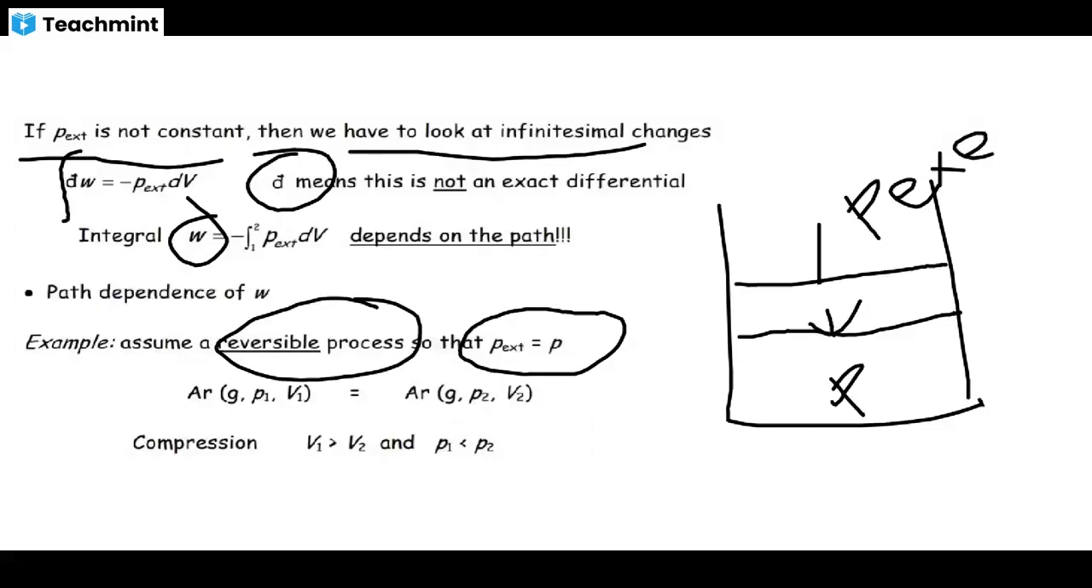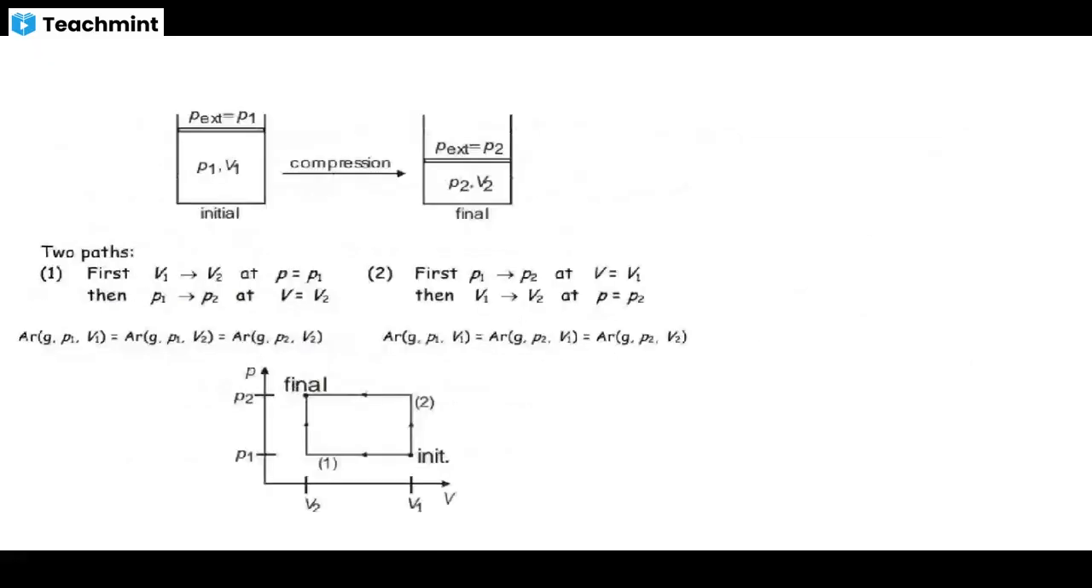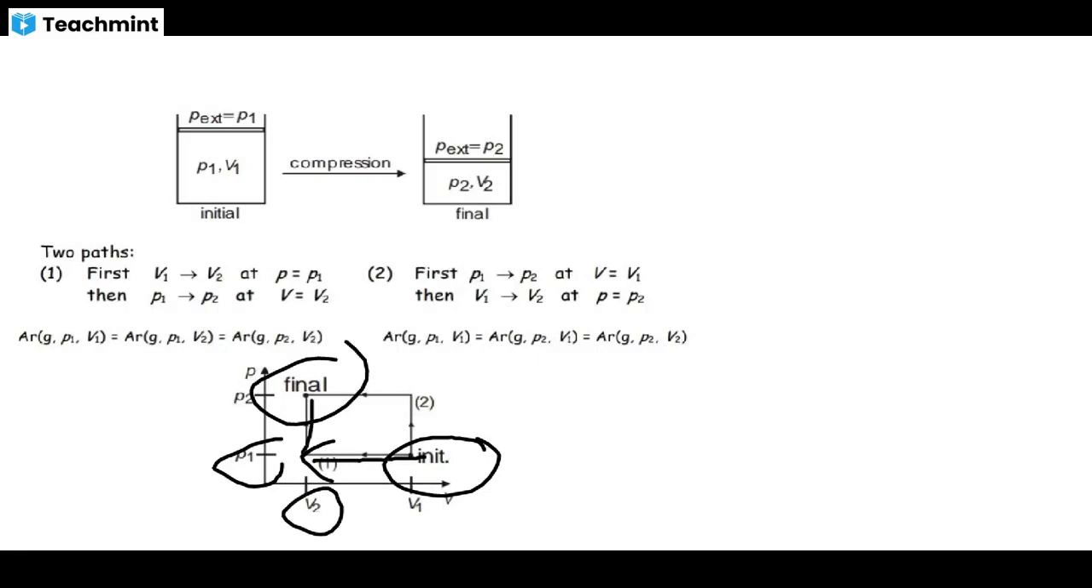If you take a compression from p1 V1 to p2 V2, we can calculate the work done on the system in two ways. This is the initial state, this is the final state. First, we take the pressure constant and go from volume V1 to V2, and then volume constant and go from p1 to p2. And the other way is directly from here to here. There are two ways.